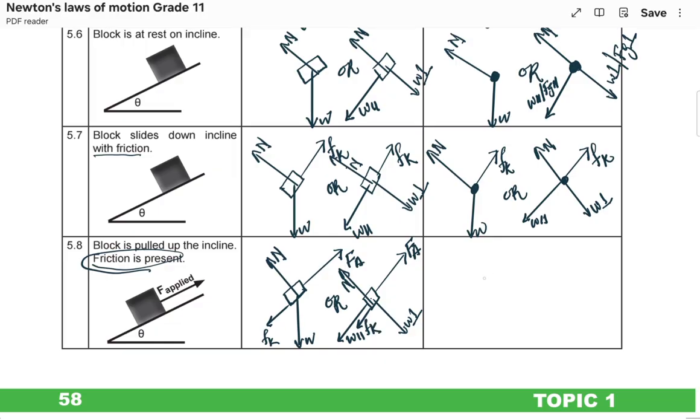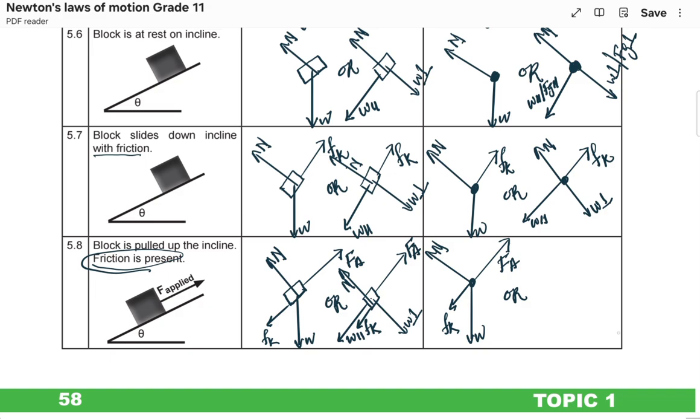Okay, this side, the dot, weight directed downwards. Then there's a normal, because there's a force applied because you pull, and there is also the kinetic frictional force. Or it can be in terms of components.